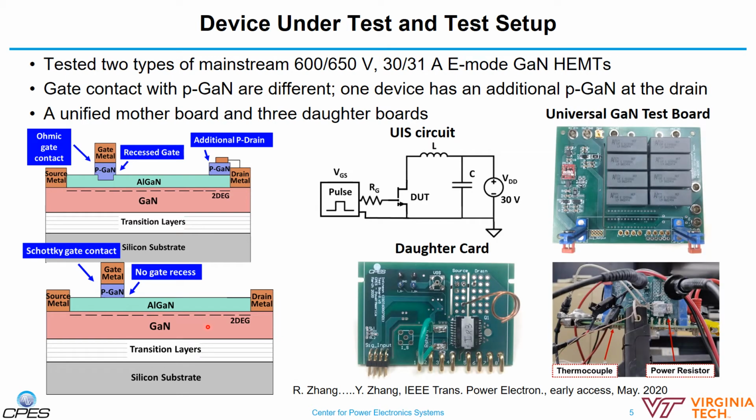To accommodate the various types of devices, we implemented the test setup utilizing a universal motherboard, which accommodates the main power loops and the capacitor banks, as well as a daughter card for each type of device, which accommodates the packaging and the gate driver of the devices. We also designed the board to be able to measure the UIS at higher temperatures.